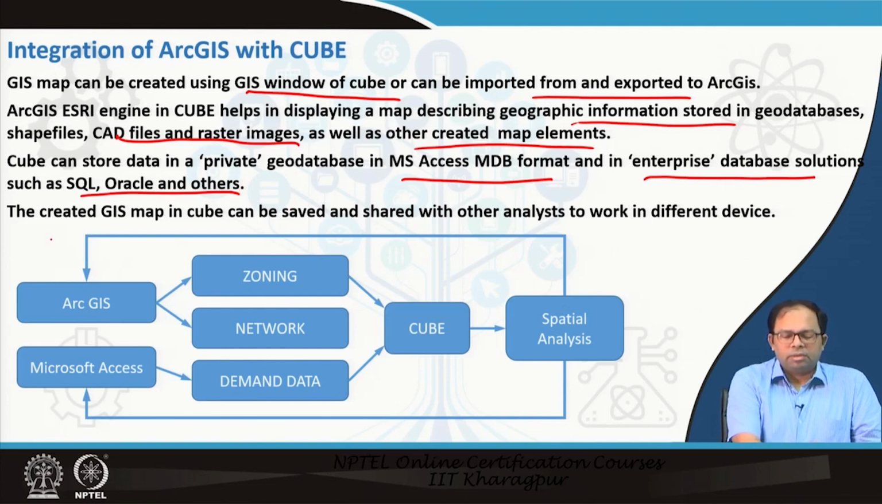The GIS map created in Cube can be saved and shared with other analysts to work on different devices as well. That means the same map can be shared by different people. Over here you can see we have ArcGIS, which is for the maps and some amount of data. We can have additional data in MS Access, which is a full-fledged database.